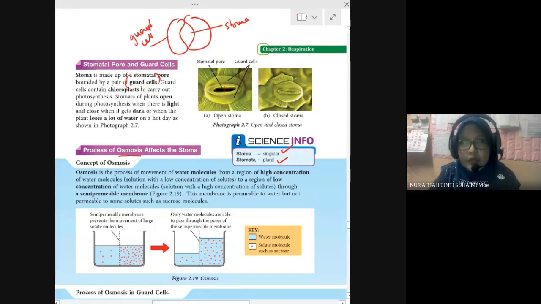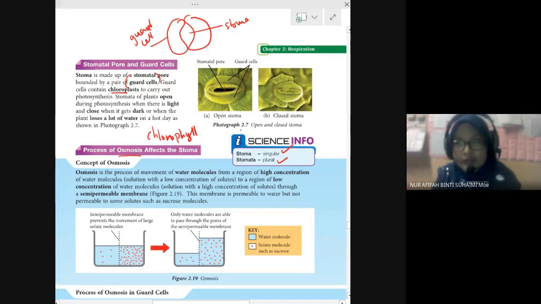Guard cells contain chloroplast to carry out photosynthesis. So that's why it's green in color. Stoma is green in color because it has chloroplast. Chloroplast contains chlorophyll. What's their function? To trap the sunlight for photosynthesis.